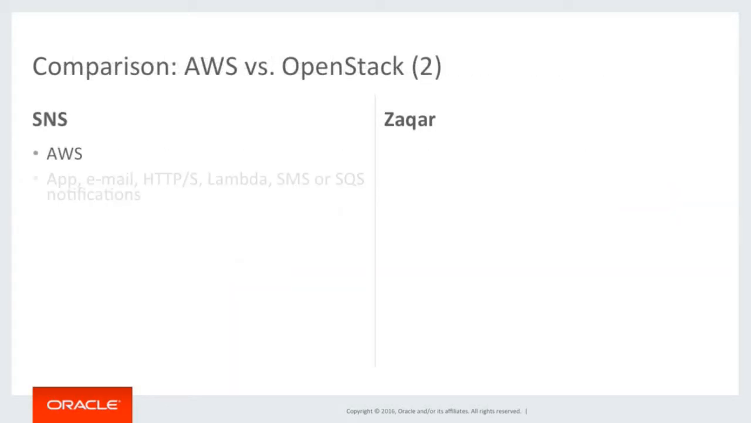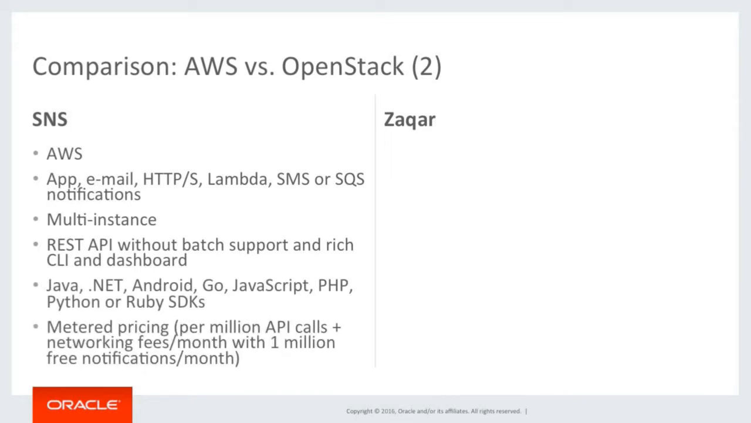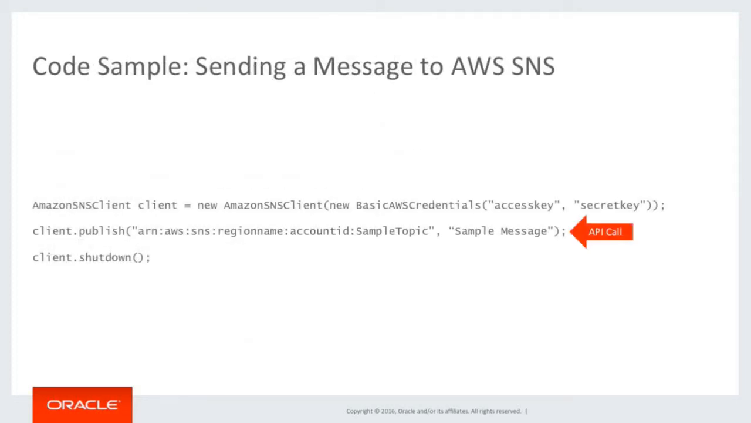There's a second AWS service, which is only for notifications. It is by far the most sophisticated notification service out there. It can actually send you an email when somebody sends a message to one of your topics. It's the only service that does that. Zaqar has no notifications at this point. So again, the code sample, it only takes one API call to send a message.